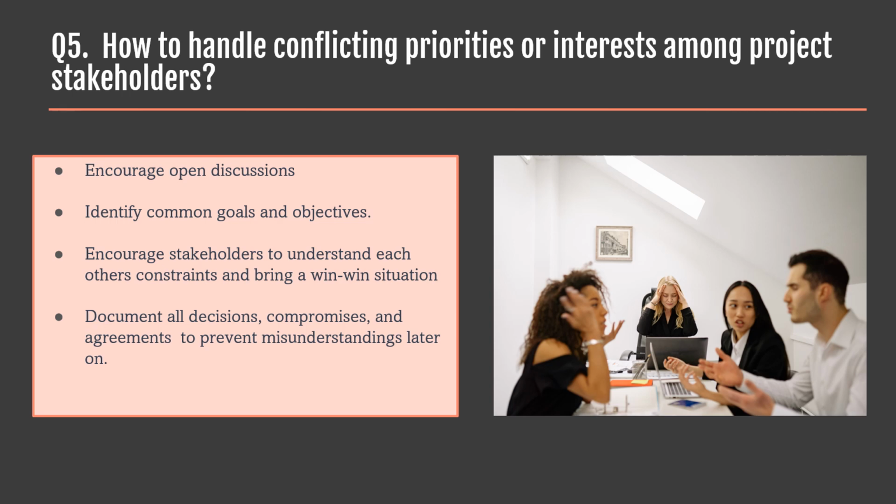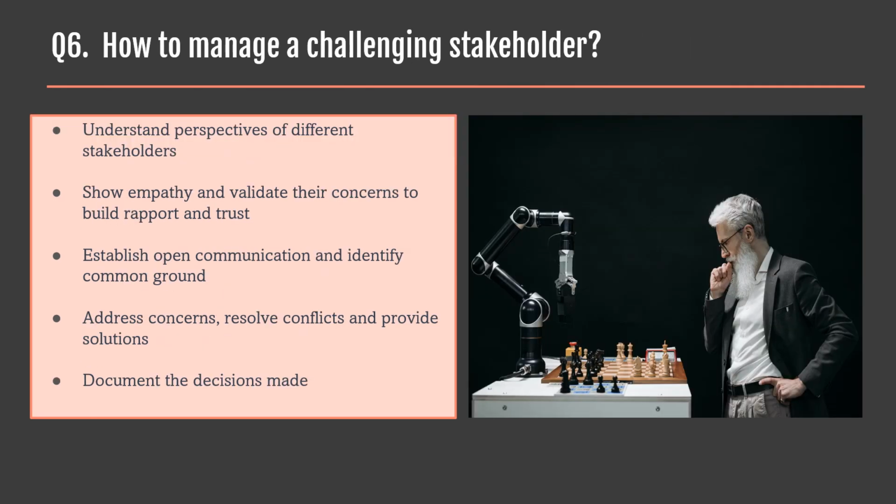She documented all the decisions, compromises, and agreements to prevent misunderstandings in the future. She reviewed it from time to time. If necessary, it is advisable to escalate the issues to higher management and involve relevant stakeholders in the decision-making process to achieve consensus and ensure the project's success. Question number 6. How to manage a challenging stakeholder?